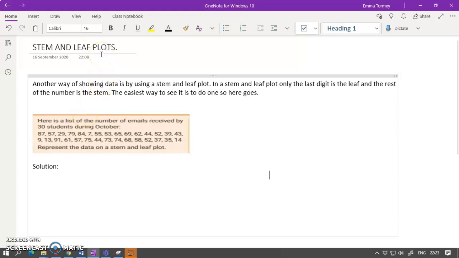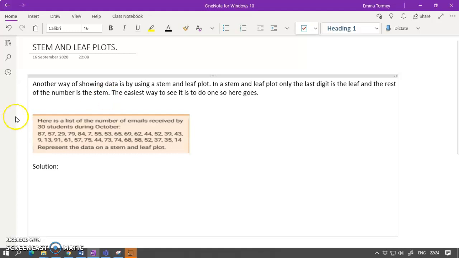Today we're going to look at stem and leaf plots. Another way of showing data is by using a stem and leaf plot. In a stem and leaf plot, only the last digit is the leaf and the rest of the number is the stem. So if you have a number like 12, the 2 is the leaf and the 1 is the stem. If you have a number like 124, your 4 is the leaf and the 12, the 120, is your stem. And the easiest way to see how they're done is to actually do one.